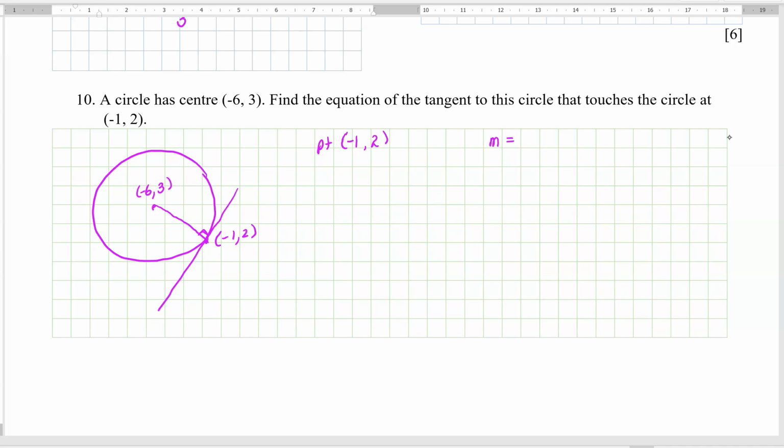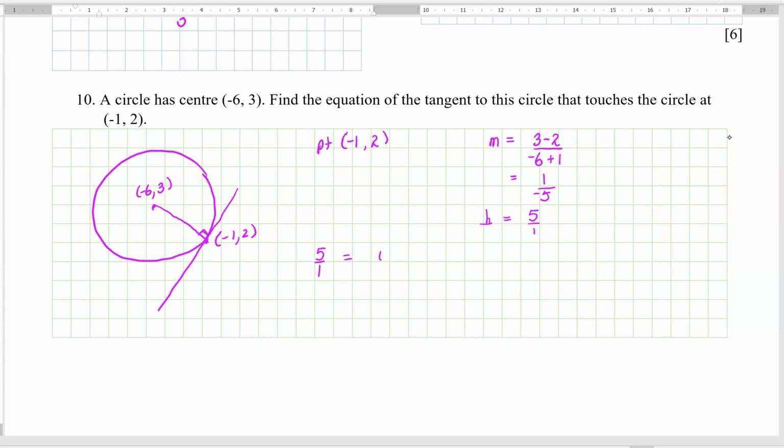So 3 take 2 is 1. I better write that down for you, shouldn't I? So 3 take 2 all over minus 6 take negative 1. So that becomes plus 1. So 3 take 2 is 1, minus 6 plus 1 is negative 5. So therefore, my perpendicular slope will be positive 5. I'll write that as 5 over 1 when I do my equation of the line, equation of the tangent.